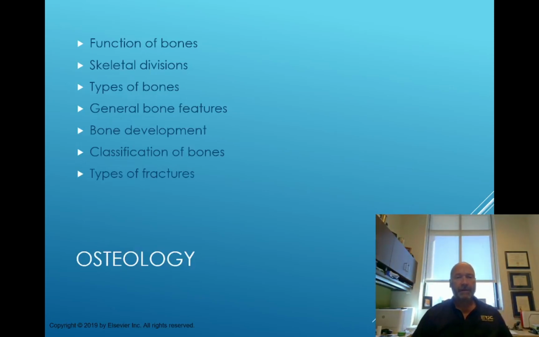So in this section I want to talk about osteology, and that's the study of bones. And in this, we're going to talk about the function of bones, the divisions of the skeleton. We've essentially got two types of bones: general bony features, and that would be the portions of the bones and the things that come off of bones or indentation in bones. We'll talk a little bit about bony development, not a lot, but a little bit. We'll talk about classifications of bones and types of fractures.